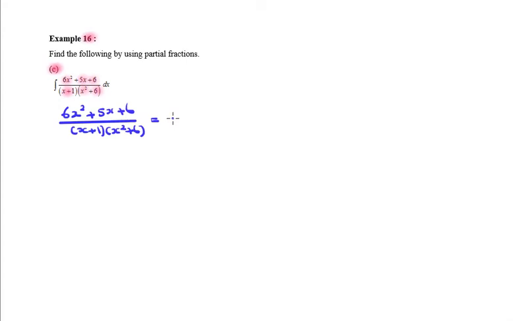Split into two partial fractions. Since this is degree 1, to get a proper fraction, the numerator must be degree 0, or a constant. This is a quadratic that cannot be factorized, so the numerator must be linear. We put bx plus c.